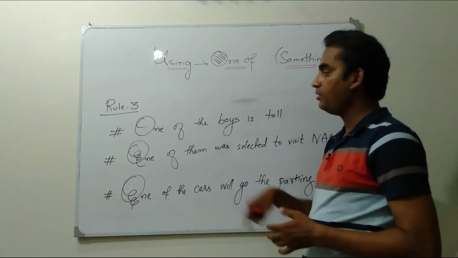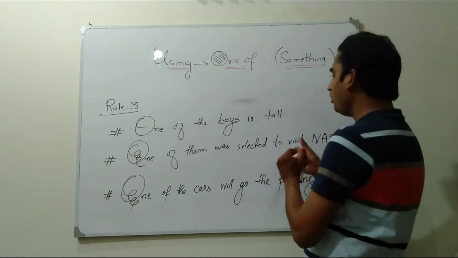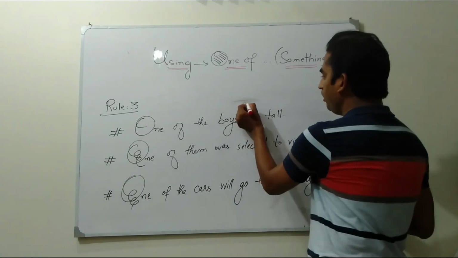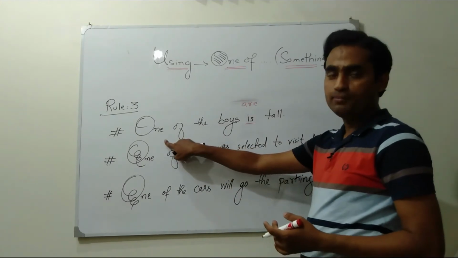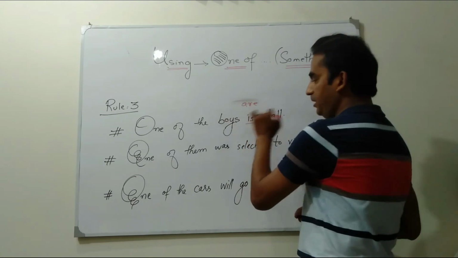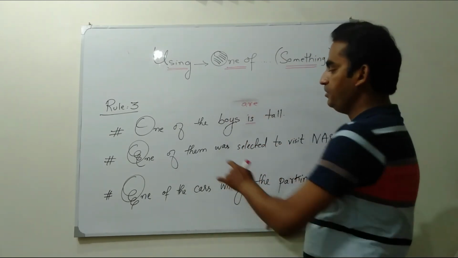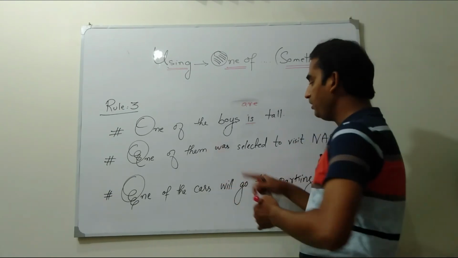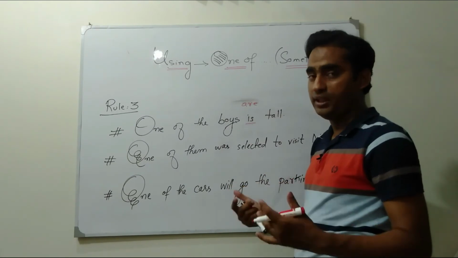Now let's practice. One of the boys is tall. Boys is tall, or we will use are tall. Bahut sare boys mein se hum baat kar rahe hain ek boy ki, one of the. So our helping verb hoga is. One of the boys is tall. One of them, them is a pronoun. One of them was selected to visit NASA. Them. Bahut saron mein se ek.